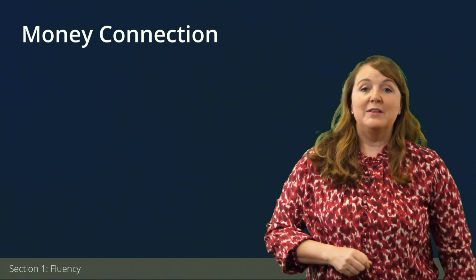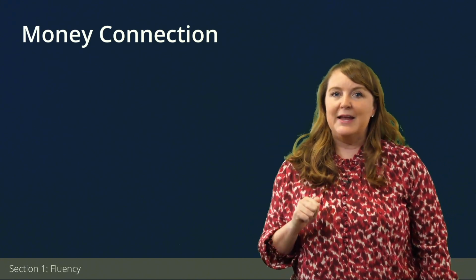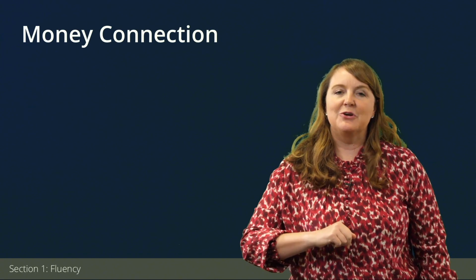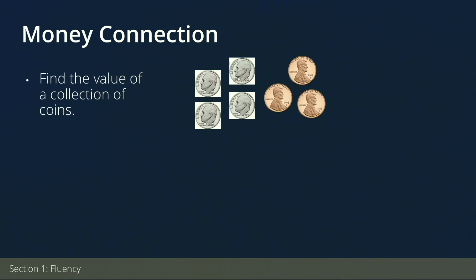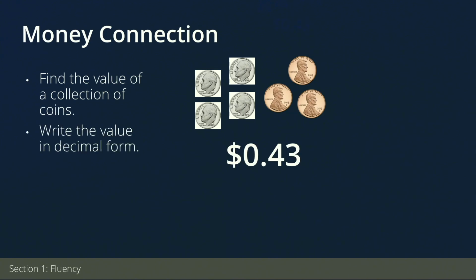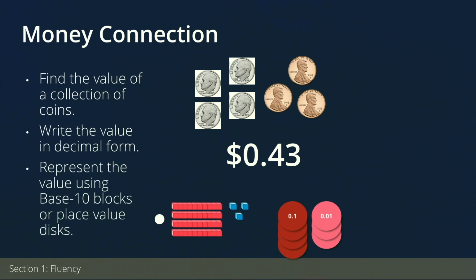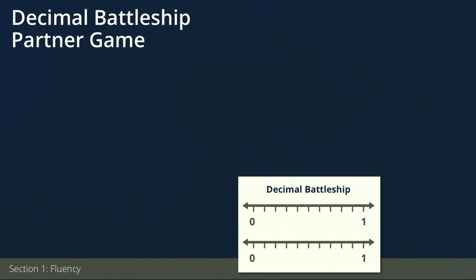All right, what's another way that we can practice fluency? Well, we can connect our decimals to money. Let me show you what I mean. So here we might ask students to find the value of a collection of coins. Here I have 4 dimes and 3 pennies. And then I could write that in its decimal form, which here it looks like 43 hundredths, but it is also 43 cents. And then I could ask students to represent this with base 10 blocks or place value discs. So there's a lot of different ways that we could explore using money to help students represent decimals.